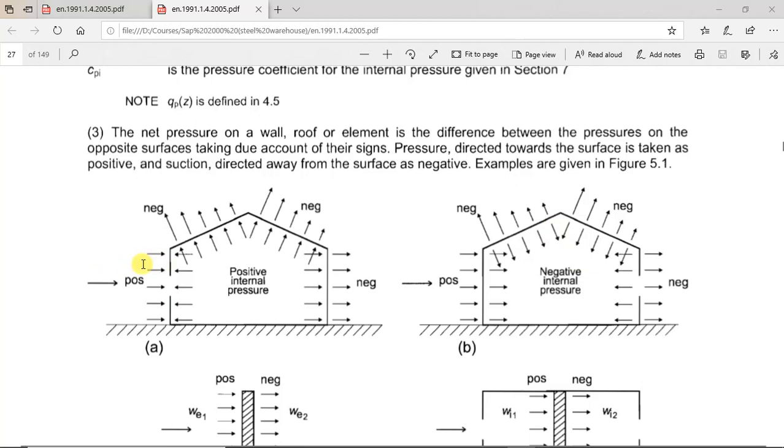So this is the direction of wind. It's positive, negative, negative, negative, and here is positive. But in case B is negative. Okay, you can see case A and case B.